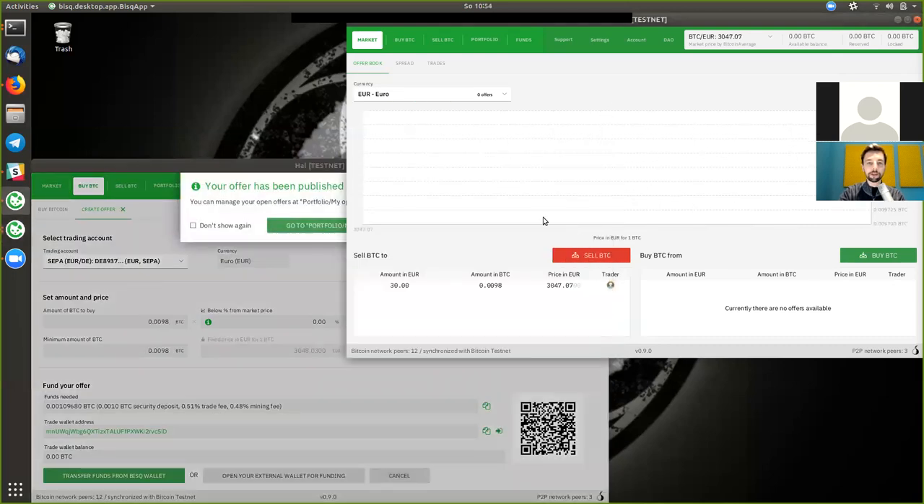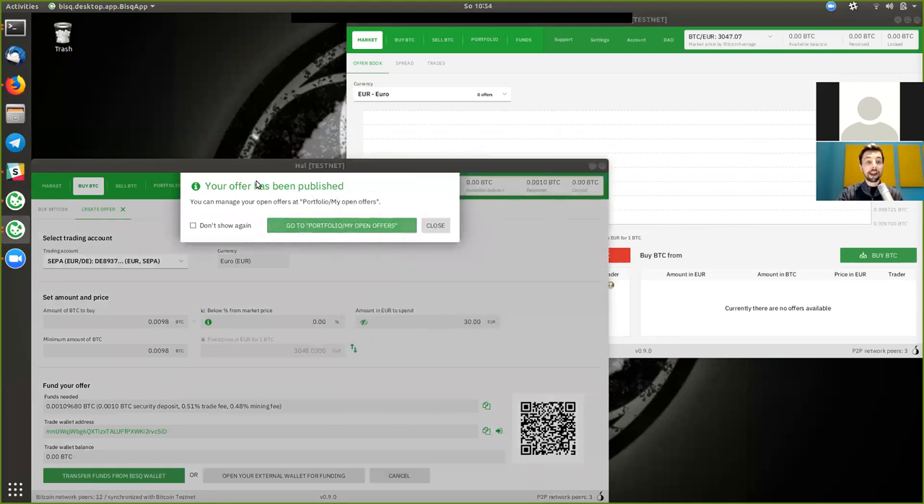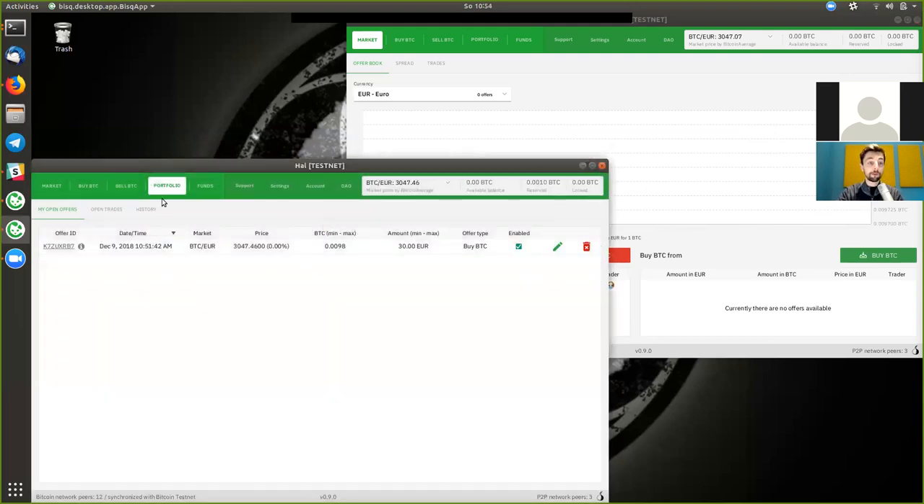And what we see already here is that Satoshi is now instantly seeing that he has the opportunity for selling Bitcoin, right? So this was an instant publishing over the Tor network. And your offer has been published, as we see. And when we now go to the My Portfolio page up here, the open offers is exactly this offer ID to buy 0.098 Bitcoin for 30 euros, okay?